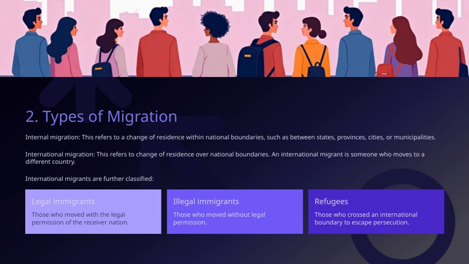Within this category, we also distinguish internal migration, which is movement within the same country, say, moving from one state or city to another. Understanding these distinctions helps us see the different ways people relocate and the reasons behind their movements, which ties into the broader theme of global mobility and human migration patterns.